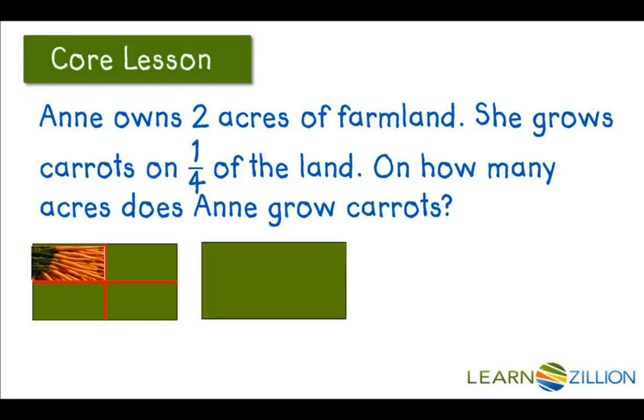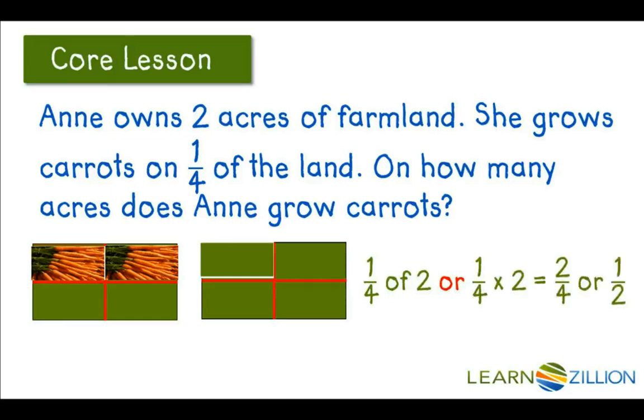Remember that multiplication can be represented as repeated addition. So let's look at a second model divided into 4 parts, and we can shade one of those 4 pieces. Notice that we can take the 1/4 part from the second model and combine it with the first model. Now we can see that 1/4 of 2, or 1/4 times 2, is equal to 2/4, or 1/2. So Anne grows carrots on 2/4, or 1/2 of her farmland, which would be 1 acre.